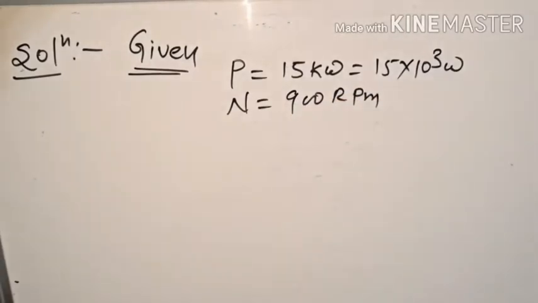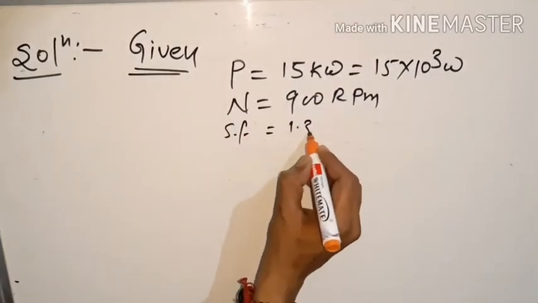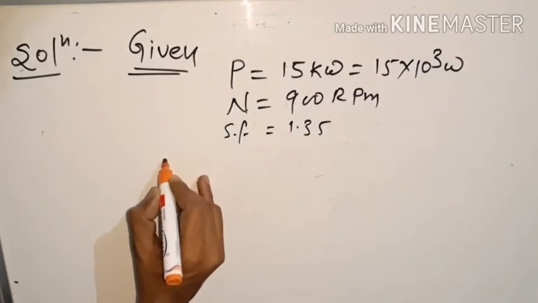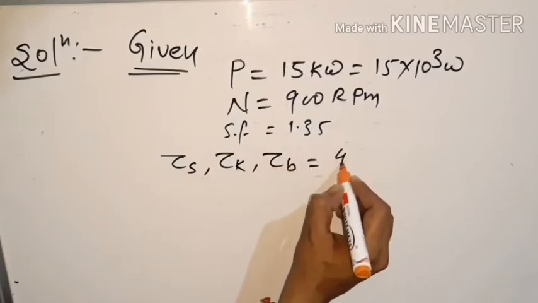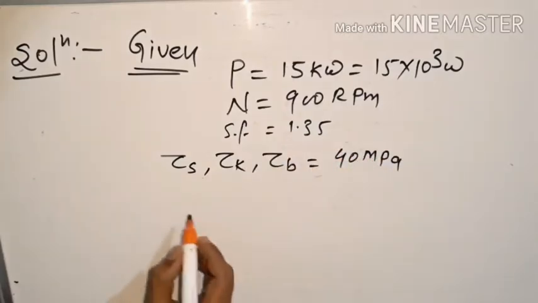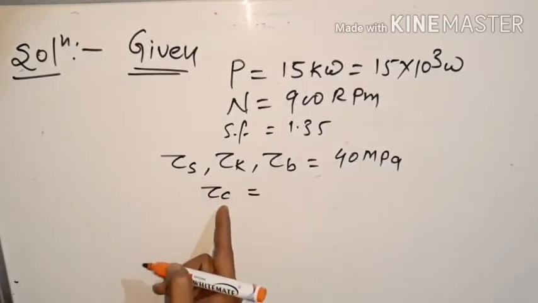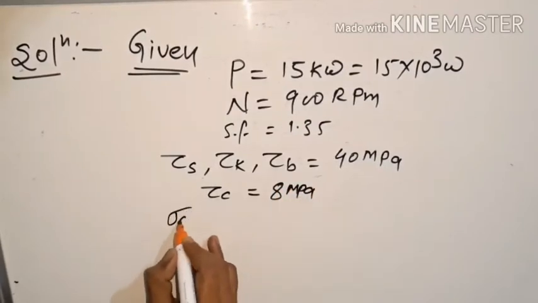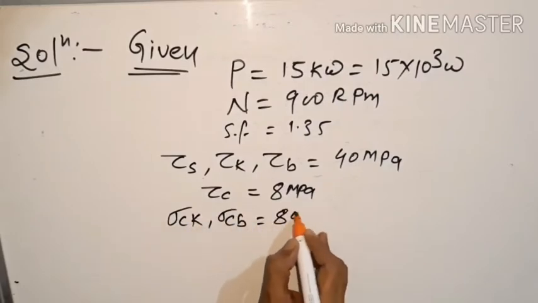Now the next one is the service factor, SF, which is equal to 1.35. Some stresses are also given. The shear stress for shaft, key and bolt is equal to 40 megapascal. The shear stress for the flange, which is made of cast iron, is about 8 megapascal, and the crushing stress for key and bolt is 80 megapascal.